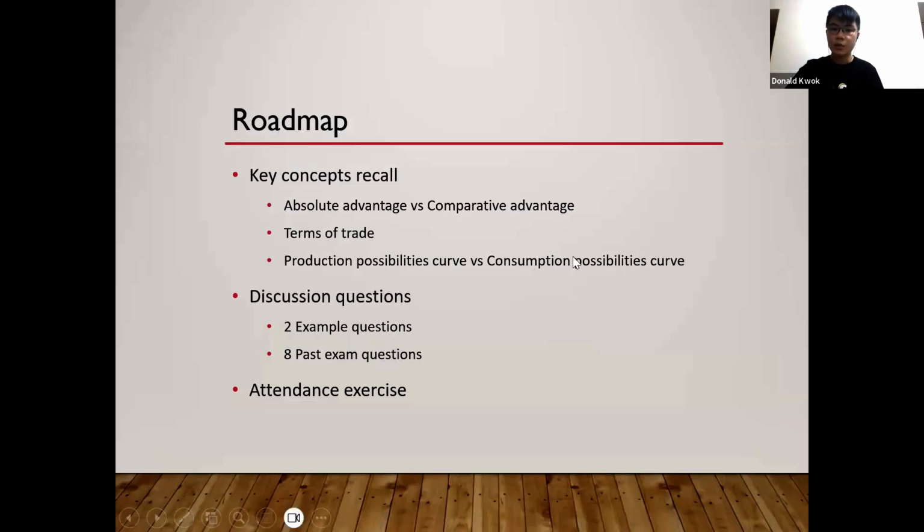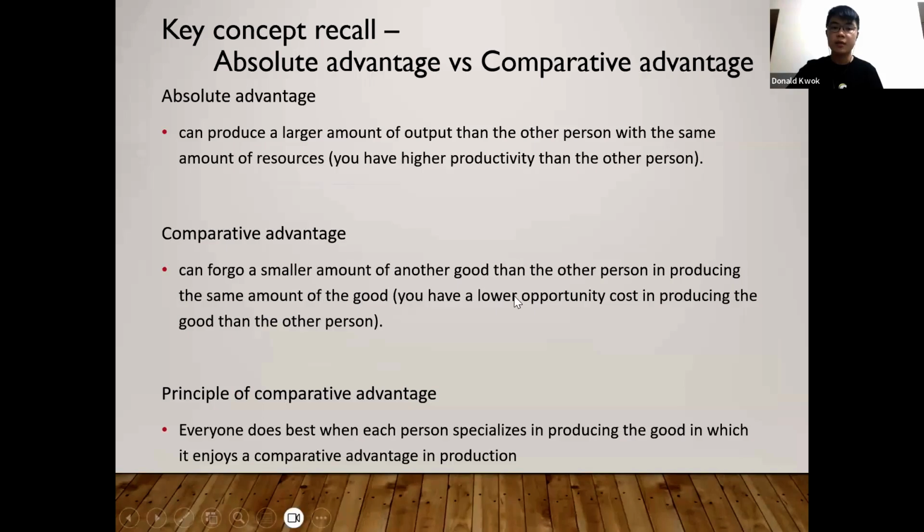So let's start with reviewing the meaning of absolute advantage and comparative advantage first. When we say that a person has absolute advantage in production, it means that it can produce a larger amount of output than the other person with the same amount of resources. In other words, when you have an absolute advantage in production, then you have a higher productivity than the other person in producing this good. So this is the meaning of absolute advantage.